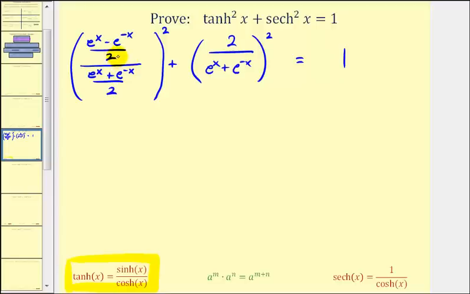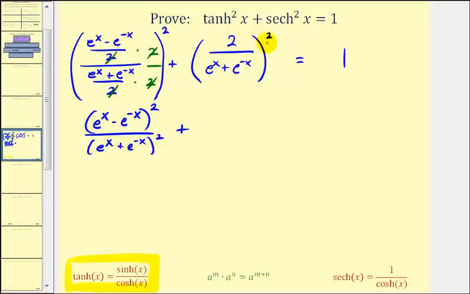We can actually simplify out the denominators of 2 if we multiply the numerator by 2 and the denominator by 2, which is just multiplying by 2 over 2, which is equal to 1. But when multiplying the numerator by 2, this 2 and this 2 simplify to 1, and when multiplying the denominator by 2, this 2 and this 2 simplify to 1, which means this fraction now has a numerator that consists of 2 factors of e to the x minus e to the negative x, and a denominator that contains 2 factors of e to the x plus e to the negative x.